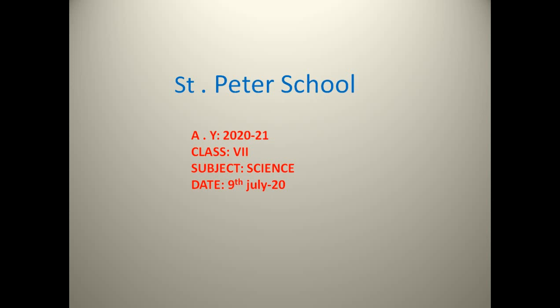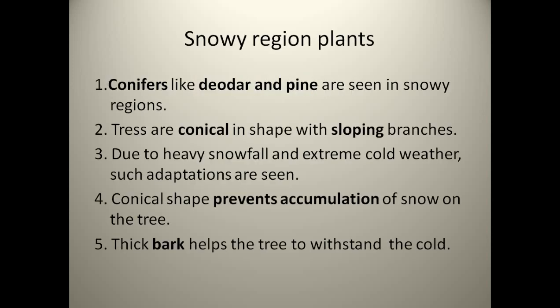So now today we are going to discuss the snowy region plants. You can see that there is a topic given, adaptation in plants of snowy regions. So in what way are the sloping branches useful to the plants in the snowy region? Okay, so plants of the snowy regions mainly include conifers like deodar and pine. These trees are conical in shape due to their sloping branches. In the heavy snowfall and extreme cold in these regions, their conical shape prevents the snow from accumulating on the tree, and the thick bark helps the tree to withstand the cold.